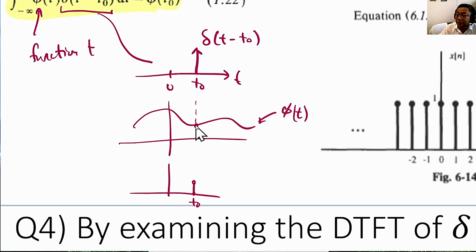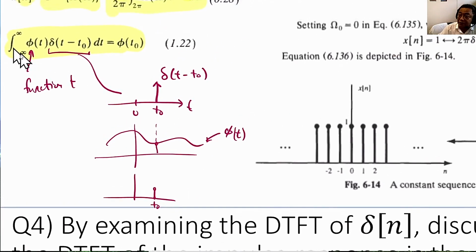exactly this value here. So this is the shifting property of the integration with a delta function. This is what this notation means, phi t naught. So this is a continuous function of t, and now here we are only extracting this value at this particular instance t naught.